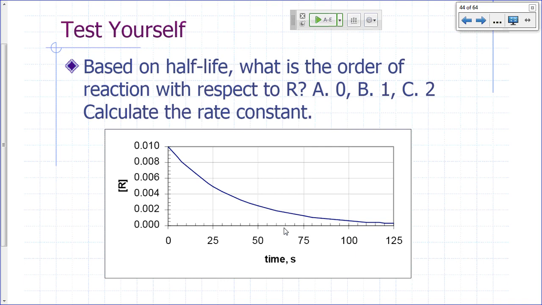Okay, let's take a look at this one. Based on the half-life, what's the order of the reaction with respect to R here? Let's see, how long did it take to go from 0.01 to 0.005? When R is 0.01, what's our half-life? 25 seconds. How long did it take to go from 0.005 to 0.0025?